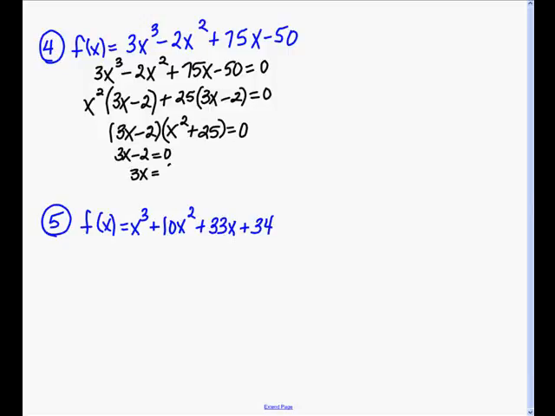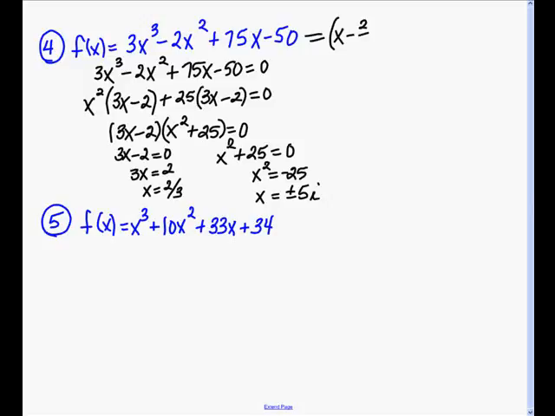So that tells us that 3x minus 2 is equal to 0. So 3x is equal to 2, or x is equal to 2/3 is one of the zeros. The other zeros are imaginary or complex. We set x squared plus 25 equal to 0 to get x squared is equal to negative 25. So therefore x would be plus or minus the square root of negative 25, which is 5i.